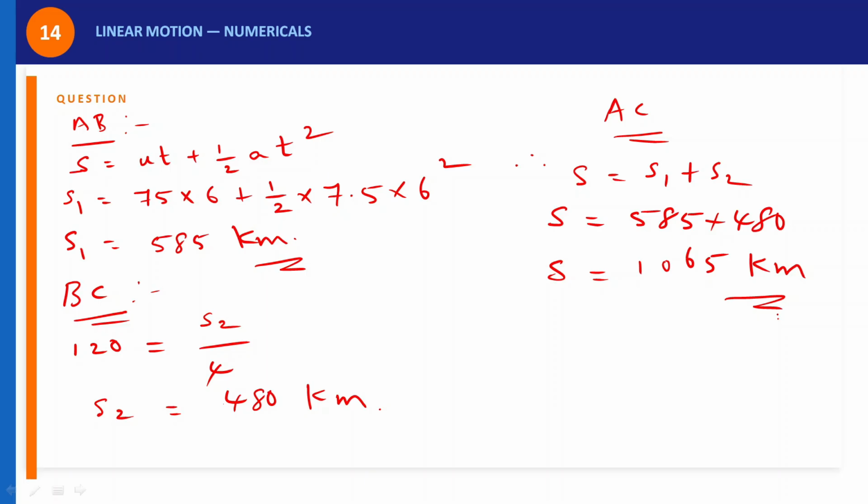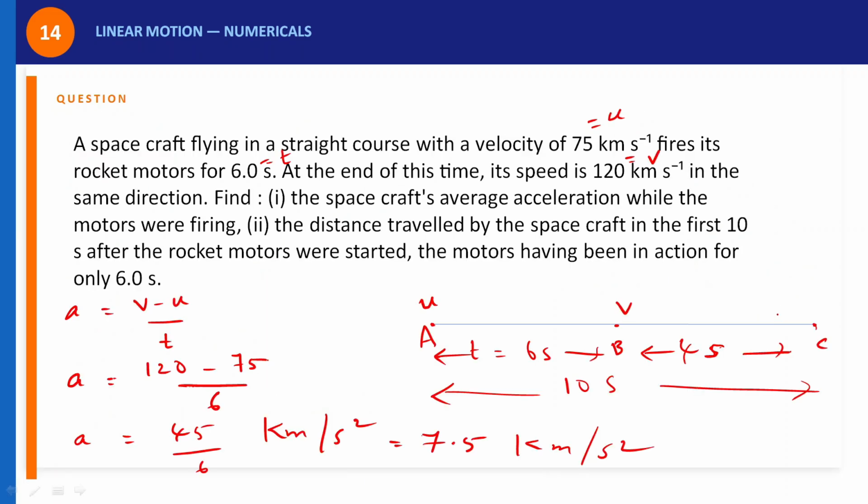1065 kilometers. So once again, see what we have done here. A spacecraft flying in a straight course with a velocity of 75 kilometer per second fires its rocket motor for 6 seconds. At the end of this time, its speed is 120 kilometer per second, in the same direction. Find the spacecraft's average acceleration while the motor was firing.